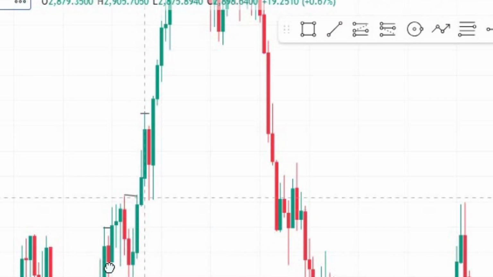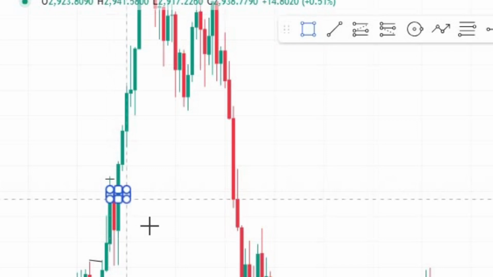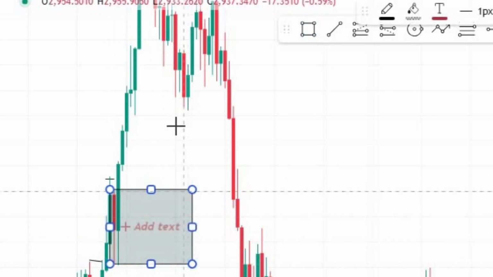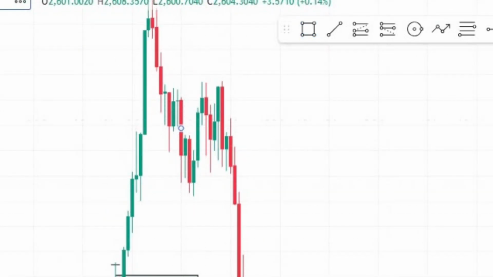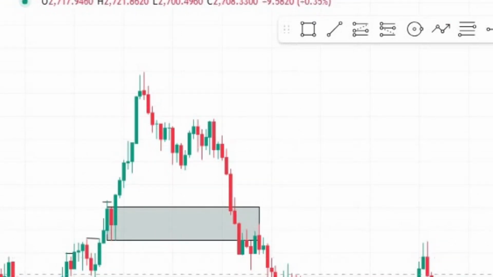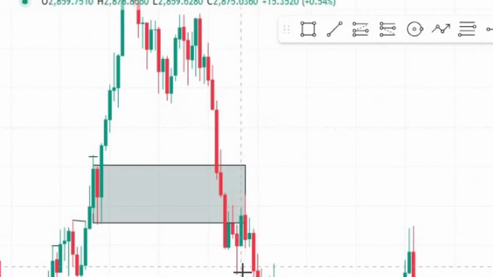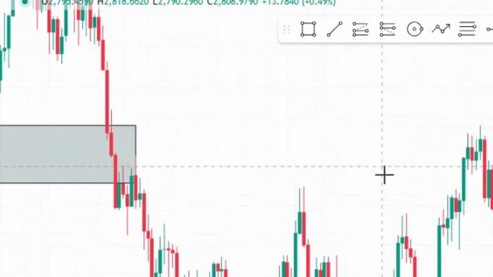Okay, we're going to forget this one and mark our new POI, our new demand zone, which is this one. I'm waiting for price to come to it, and then you can see here price came to this demand zone. But if you scale with this, you can see this is a sharp movement downwards. That's why I have other steps in my strategy.